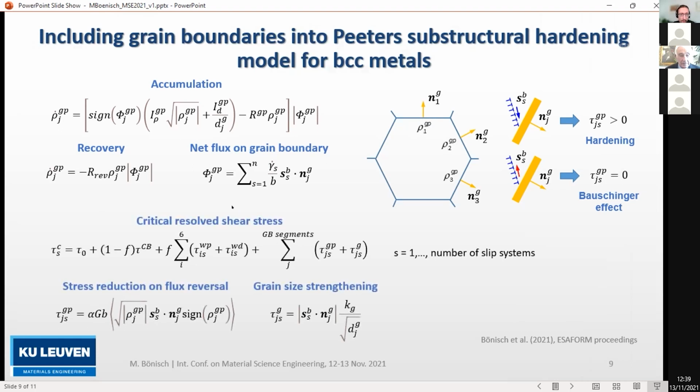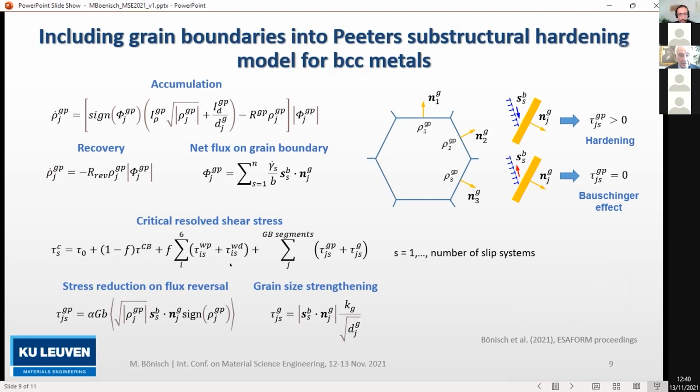Well, most importantly, we need expressions that give us the critical resolved shear stresses, which allow us to calculate the strength and the flow stress. So we have an expression for the critical resolved shear stress, which includes a constant value like a pile stress. Then we have a contribution from cell boundaries. This is isotropic hardening.